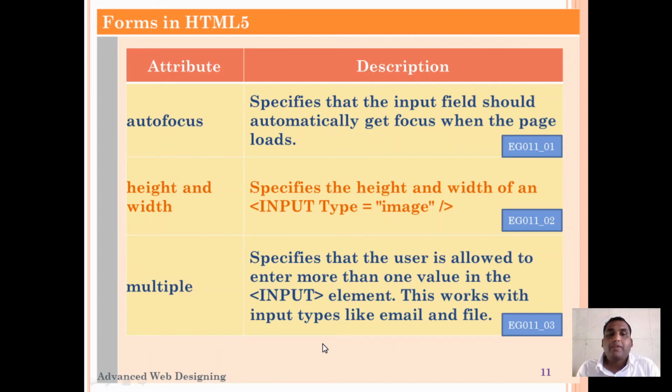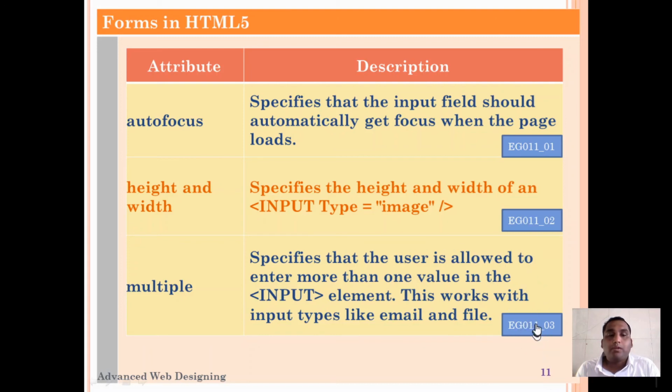Multiple specifies that the user is allowed to enter more than one value in an input element. This works with input types like email and file. That is, more than one email address. If you want to type more than one into an input type, then we make use of the multiple attribute. Similarly, if you want to upload more than one file at a time, then we make use of the multiple attribute.